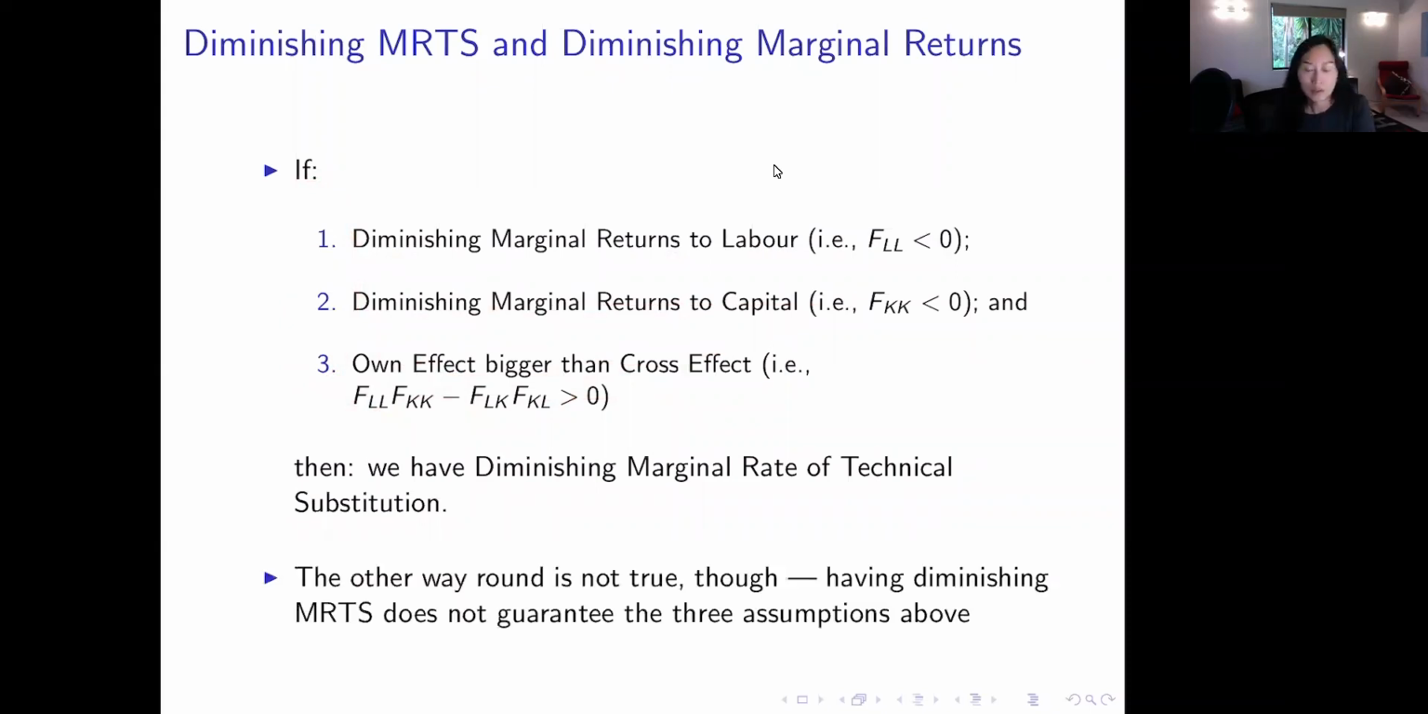Okay, so the other way around is not true. Having diminishing marginal rate of technical substitution does not guarantee that the three assumptions above must hold, right? We only have this implying that, but this one doesn't imply these three.